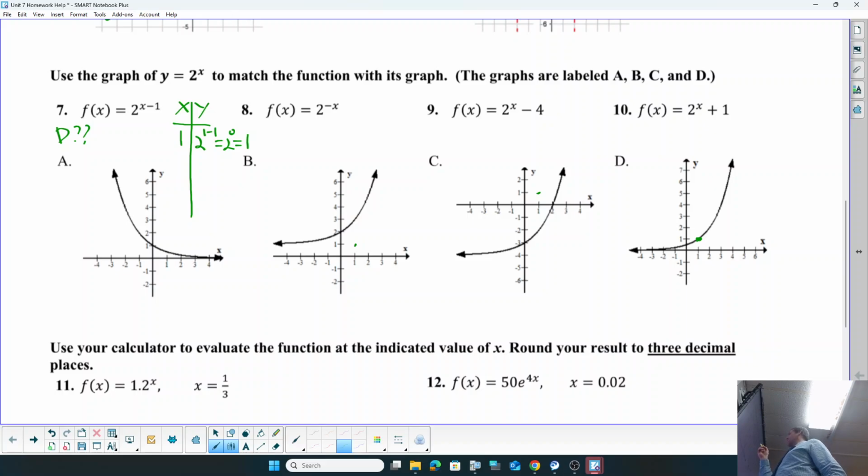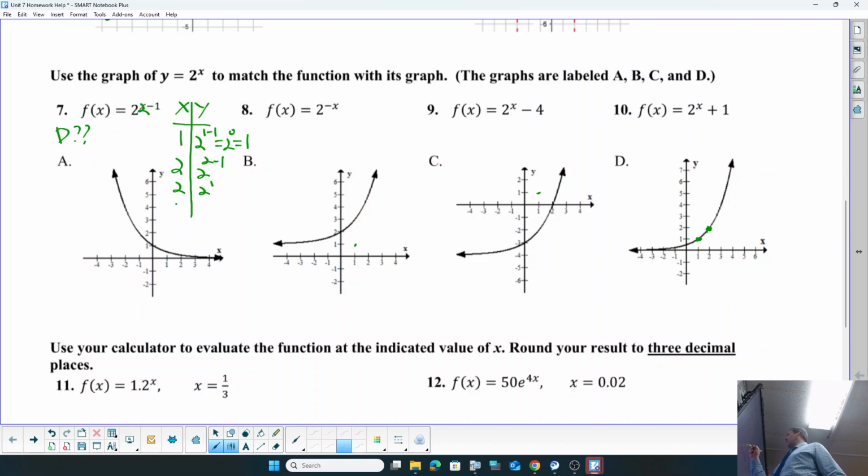So as we go to the right, what's happening? What if I put a 2 in? So if I put a 2 in there, that would be 2 to the 2 minus 1. And so 2 minus 1 is just 1. So that's over 2, up 2. Over 2, up 2, I think we found it.